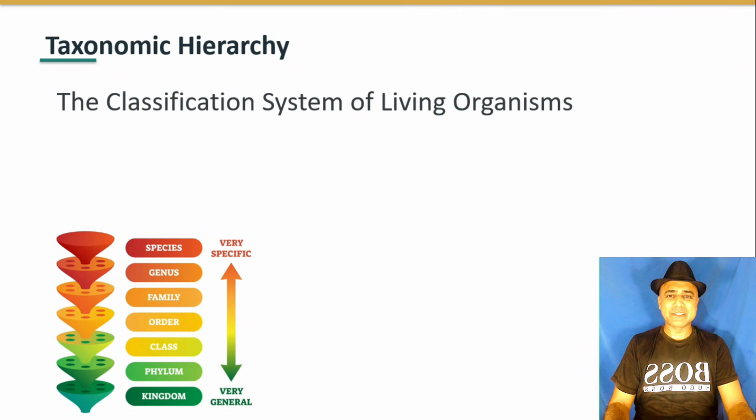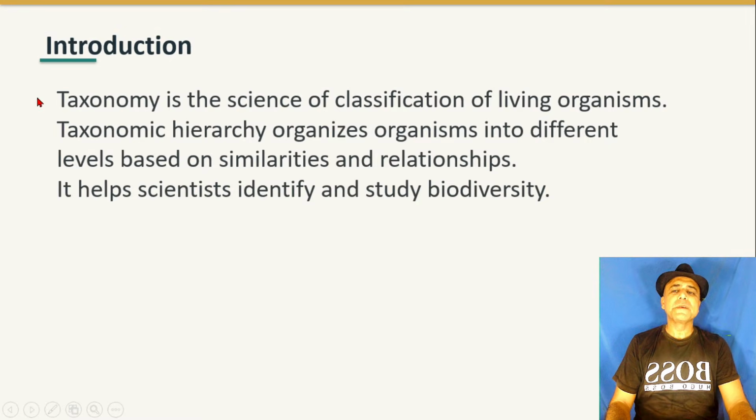What is taxonomic hierarchy? The classification system of living organisms. You can see kingdom, phylum, class, order, family, genus, species. Kingdom, very general and very large group. Species, very specific and relatively smaller group as compared to kingdom.